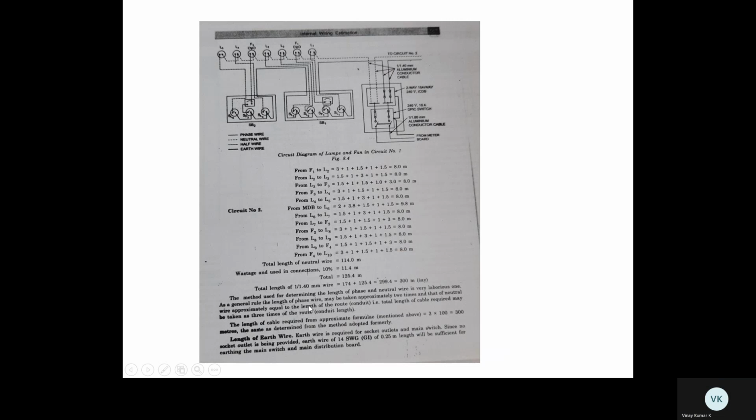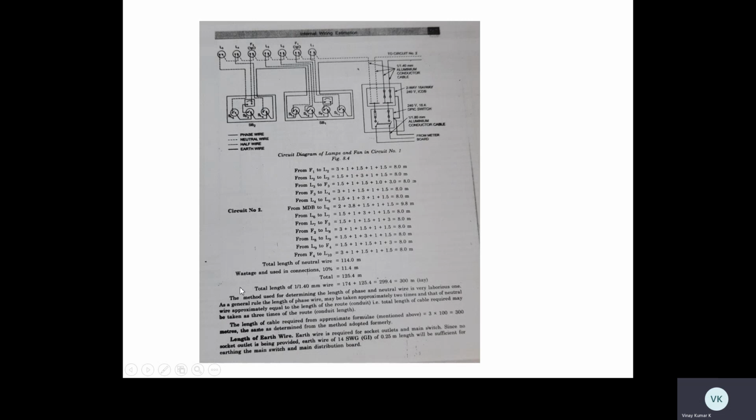See here, so approximately the lengths of the phase wire and the neutral wire are taken here. The total length of the cable required may be taken as 3 times the route. Before, we calculated the route conduit length, no? 100, we will just multiply by 3. If we just multiply by 3, approximately that much length of cable is required.